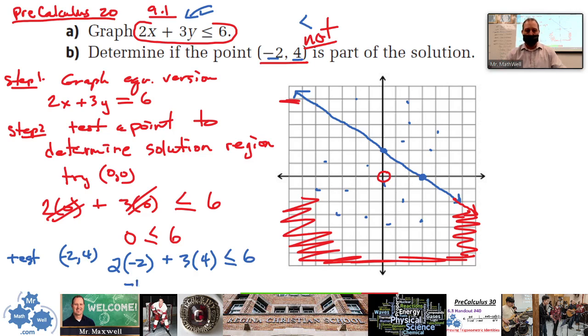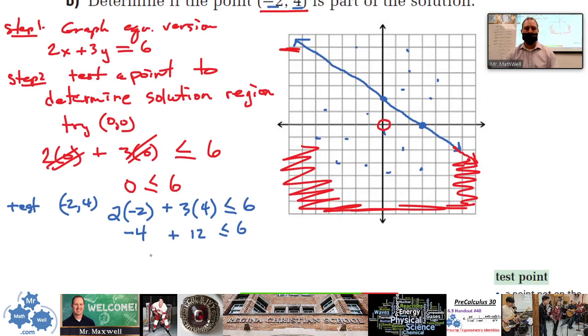So I've got negative 4 plus 3 times 4, which is 12. Is that less than or equal to 6? Well, negative 4 plus 12 is actually 8, isn't it? So is this true or not? 8 less than or equal to 6? Nope. That is not true. So we would be right to say that the point negative 2, 4 is not part of the solution. Negative 2, 4, right here.